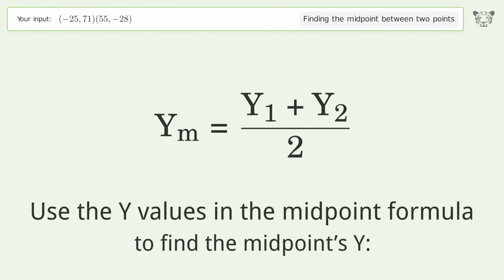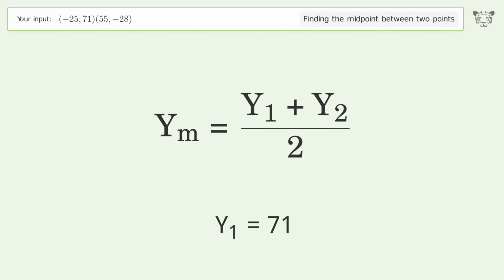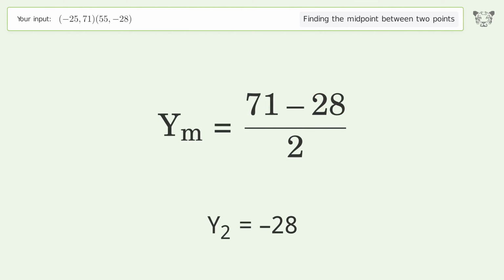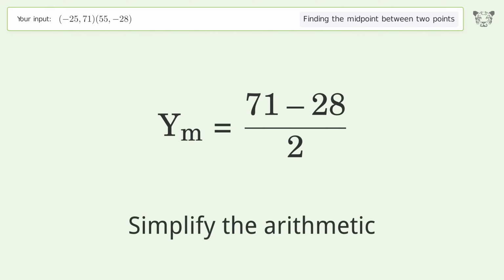Use the y values in the midpoint formula to find the midpoint's y. y1 equals 71. y2 equals negative 28. Simplify the arithmetic.